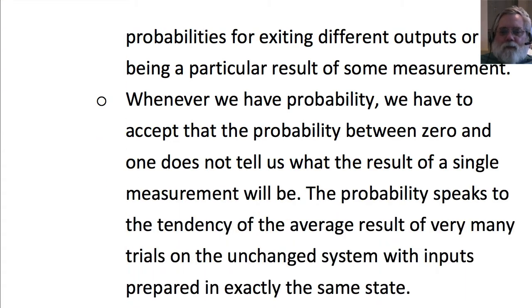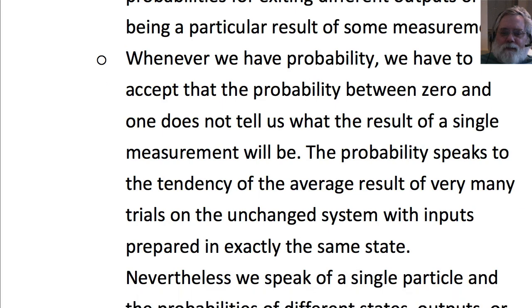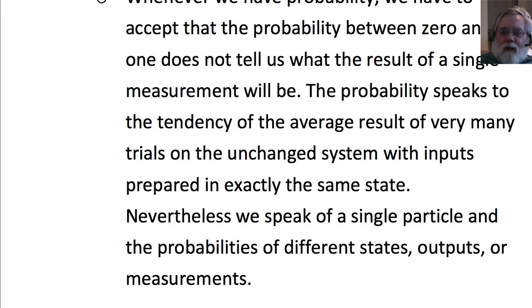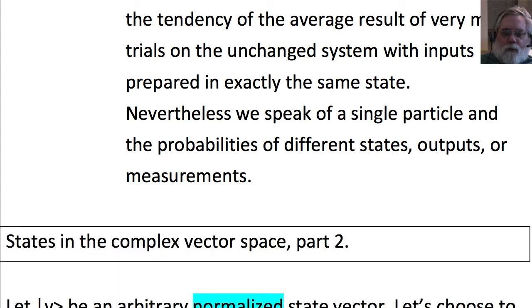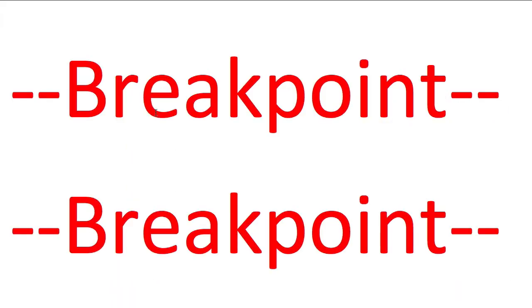Now, it's true that whenever we have probability, we have to accept that experimentally, probability between 0 and 1 does not tell us what the result of a single measurement will be. The probability speaks to the tendency of the average result of very many trials on the unchanged systems with inputs prepared in exactly the same state. That part is the same as for spatial problems. Nevertheless, we speak of a single particle and the probabilities of different states, outputs, or measurements, and it works really well. So that's what we're going to go with. This is a possible time to take a break.